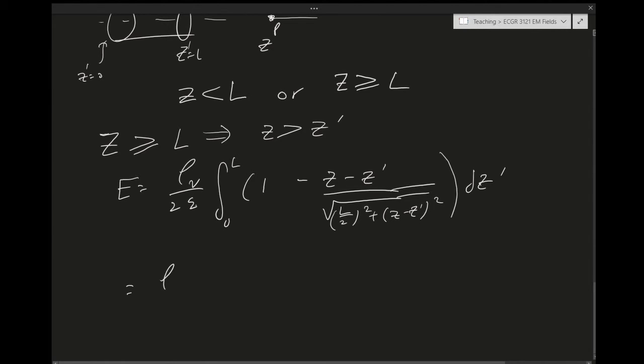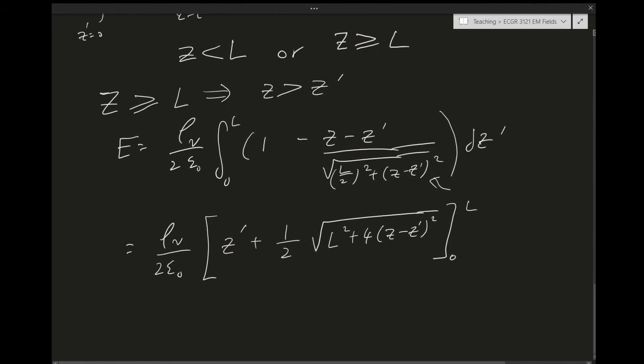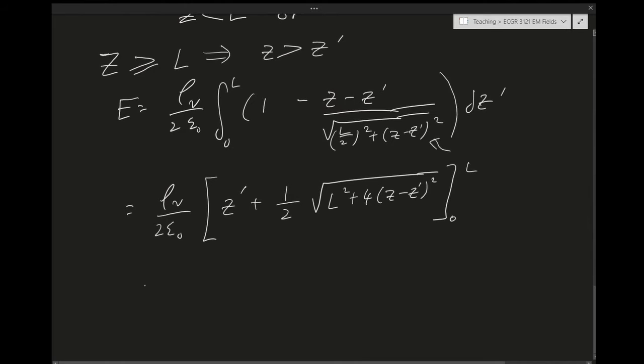So this is rho V over 2 epsilon naught. And then we know how to evaluate this. This is z prime. And then you can get this from thinking about it, doing it, or going to an integral table. But we can find out that this integral is going to be half the square root of L squared plus 4 (z minus z prime) squared. I didn't go to an integration table, I just went to Mathematica and evaluated that integral. Right. So substituting L in, I end up with this expression for E.